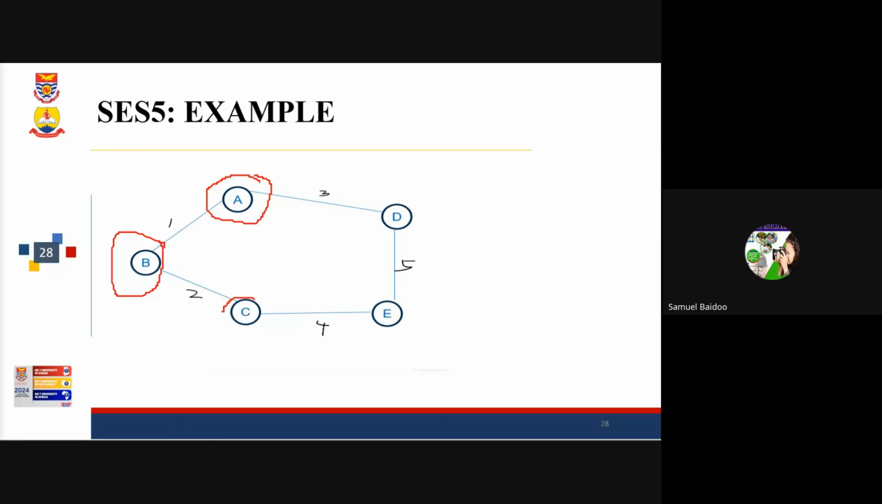B to C. So we select the vertex C. Right? And now we have C and then A. But A to D is 3, and C to E is 4. So we choose the vertex which has the least edge, which is going to be this one here.